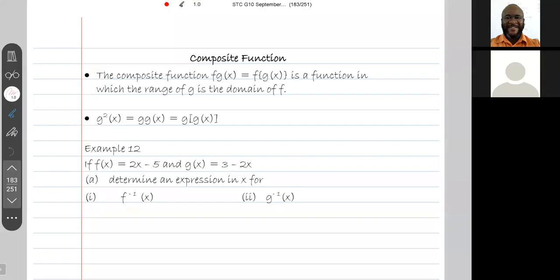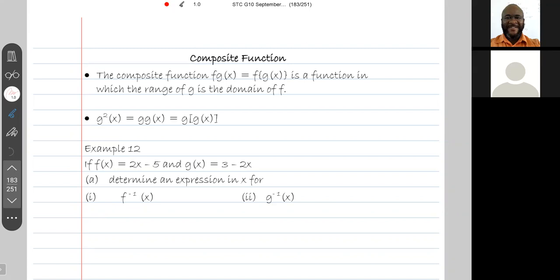All right, so next we're going to look at composite function. And this says the composite function f of g of x is a function in which the range of g is the domain of f. That's something that you guys can think about.